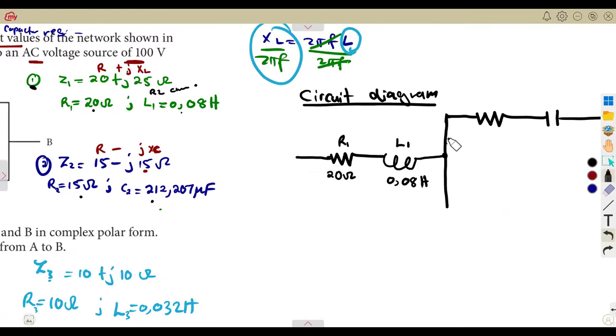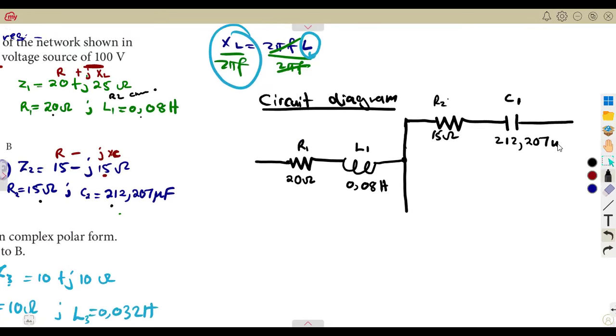So you've got a resistor. I'm just going to write this as R2, which is 15 ohms. Then this is our capacitor. In our calculations, I was just presenting like this is Z2, but on our diagram, there's only one capacitor there. So we're just going to write this as C1, which is 212.207. I hope you understand what I'm trying to say here.